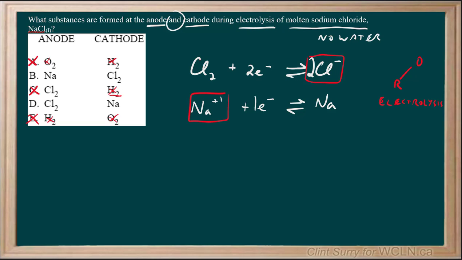In this case, the chloride is oxidizing and the sodium ion is reducing, and reduction occurs at the cathode. So what we're going to expect to see at the cathode is sodium being formed. What we're going to expect to see at the anode is chlorine gas being formed. That will mean that the correct answer is D.